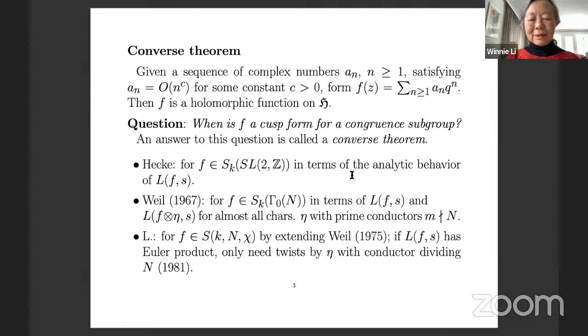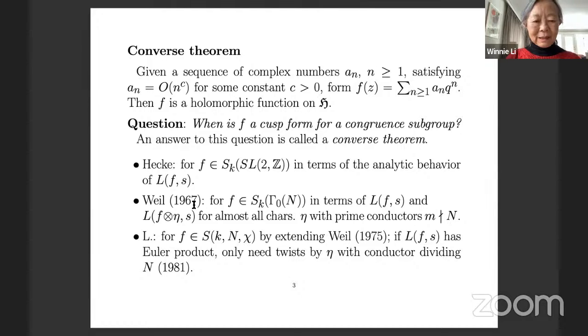This was first initiated by Hecke. He asked when f is a cusp form for SL2(Z) of weight k, and his answer is in terms of the analytic behavior of the associated L function, just of the type that I just described. He only needed one functional equation, and that is because the functional equation is the Mellin transform of the fact that f slashed with the inversion is equal to f.